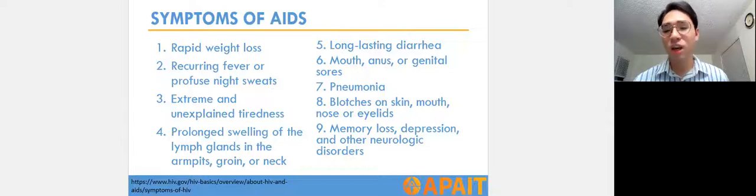At this stage, the weakened immune system leads to an increasing number of severe illnesses, and those living with AIDS have a high viral load and can be very infectious.